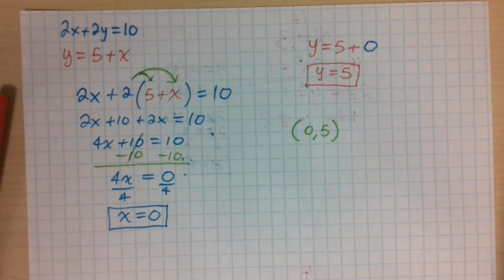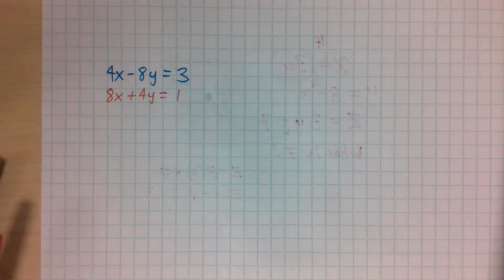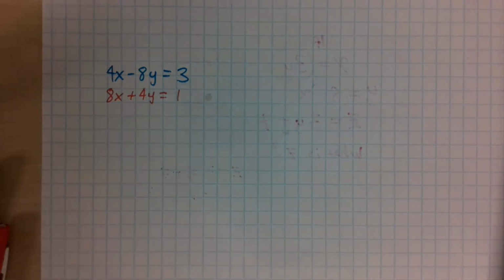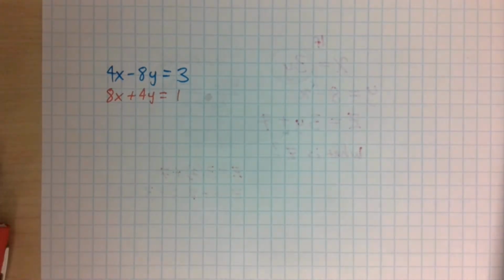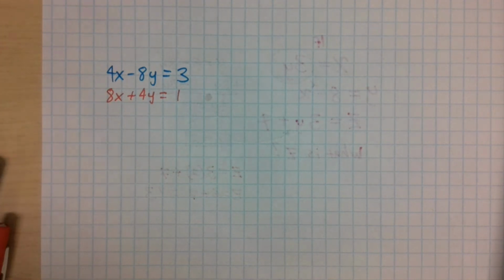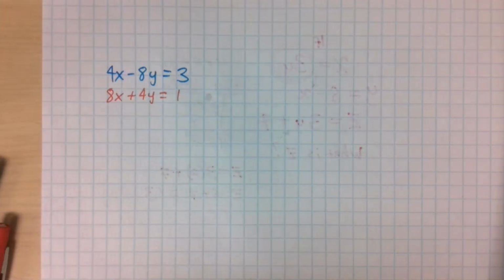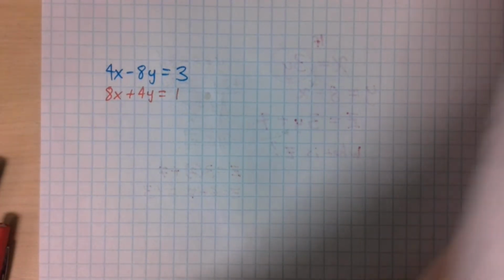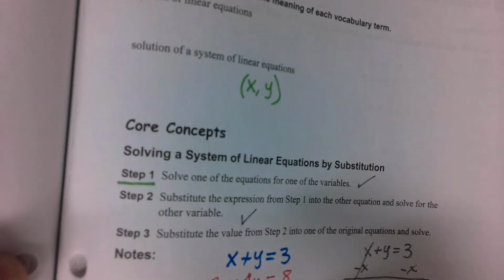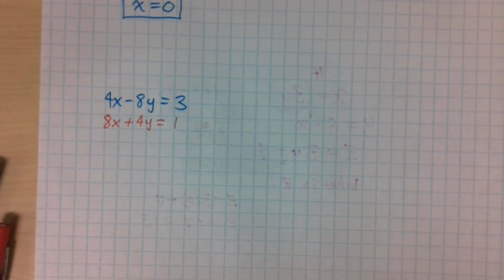All right, let's talk about number 18. Problem number 18 is sort of the opposite of problem number 1. Problem number 1 was one of the easier ones we can tackle. Problem number 18 is probably the hardest one we can tackle. Here's one of the main problems. We don't have a variable all by itself in any of our equations. So, step 1, we need to solve one of the equations for one of the variables. You get to pick the variable and the equation.